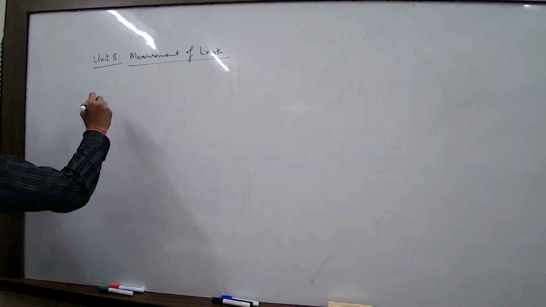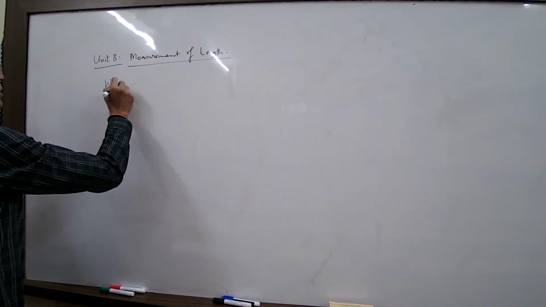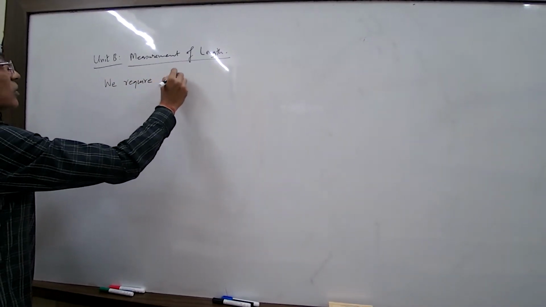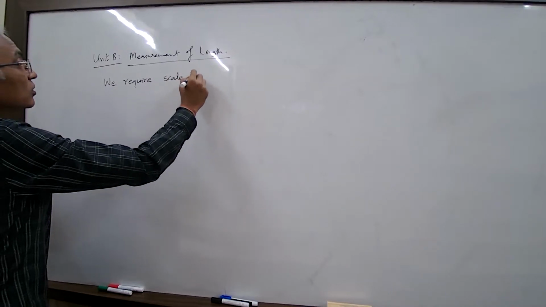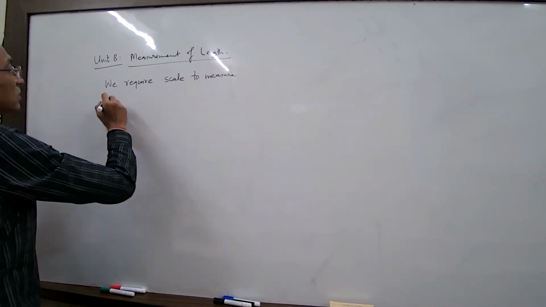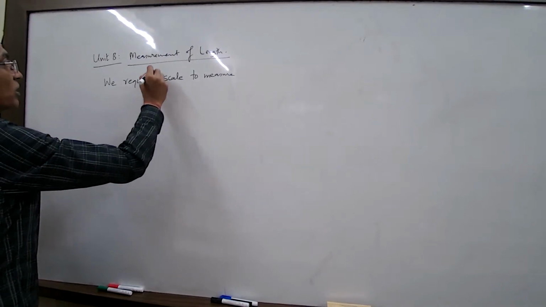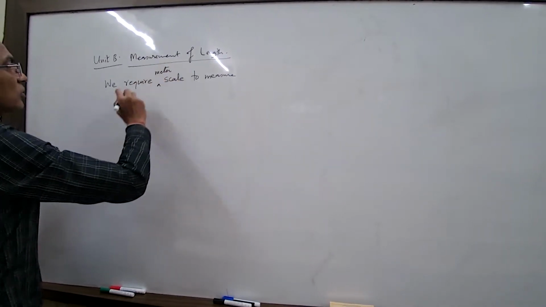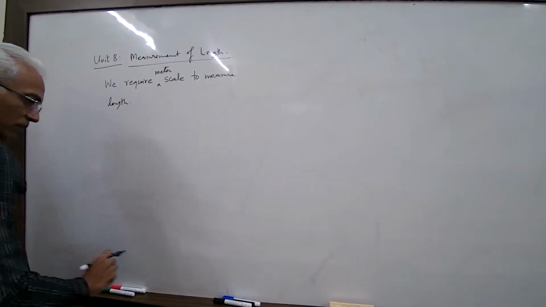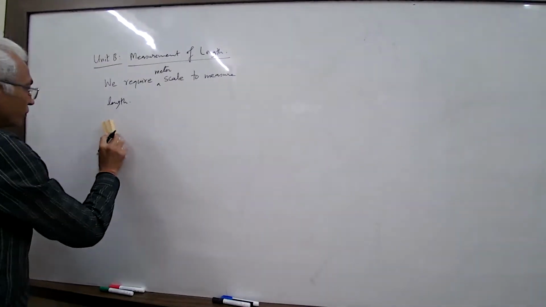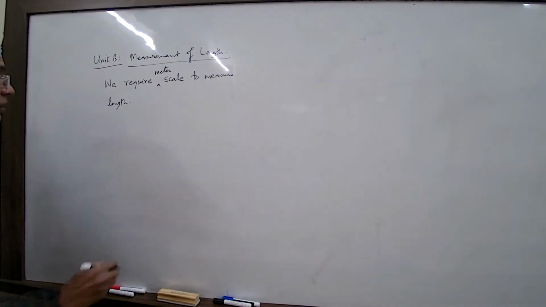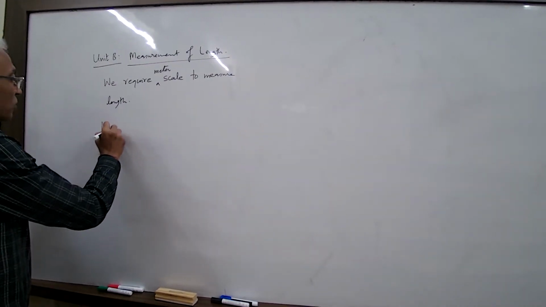Right? We require a scale to measure length. So what do we call it? Meter scale, to measure length. Okay? Isn't it? Then there is something called as least count.